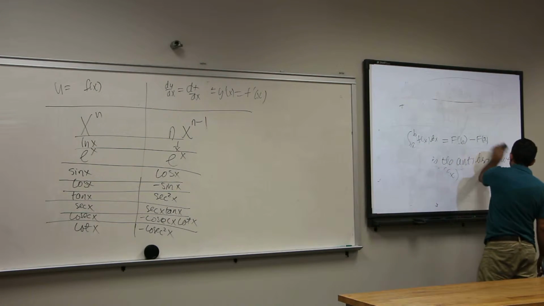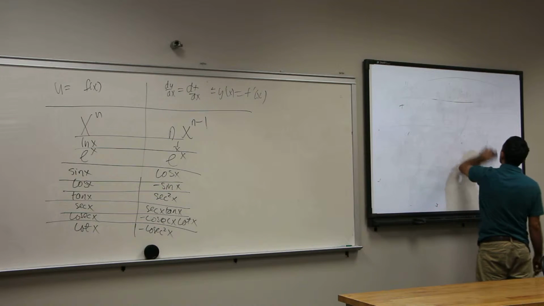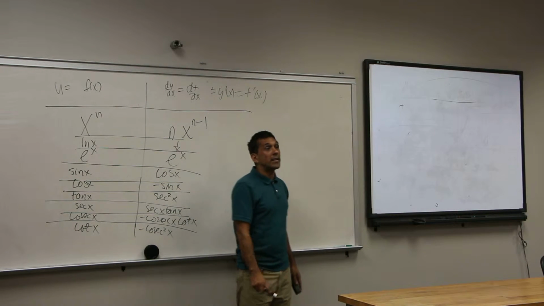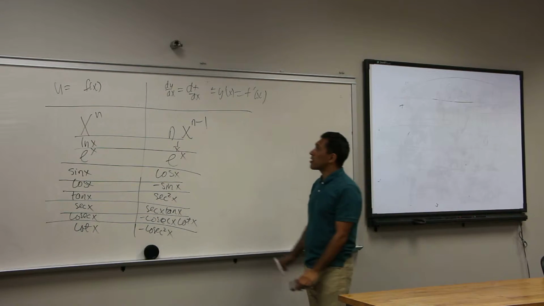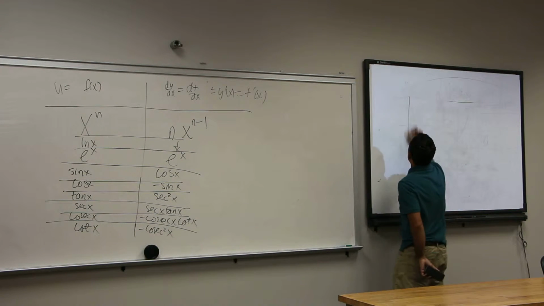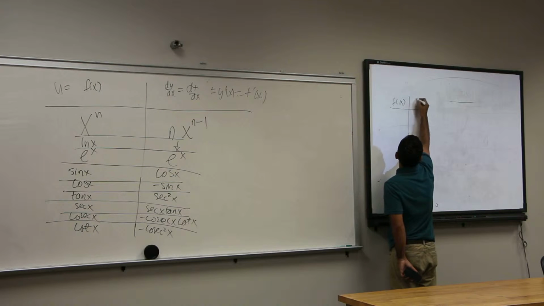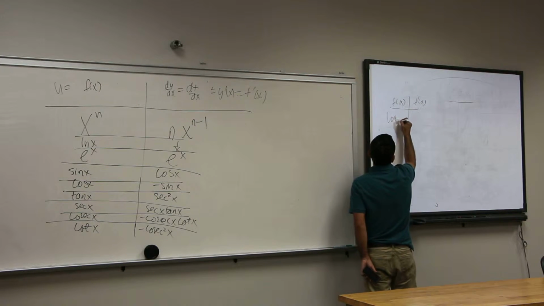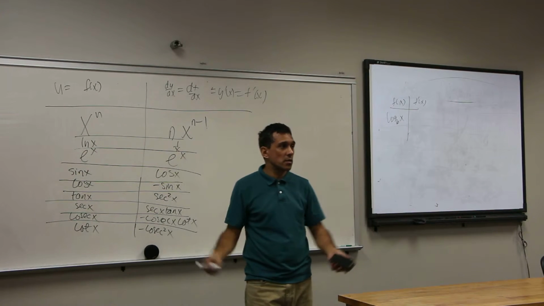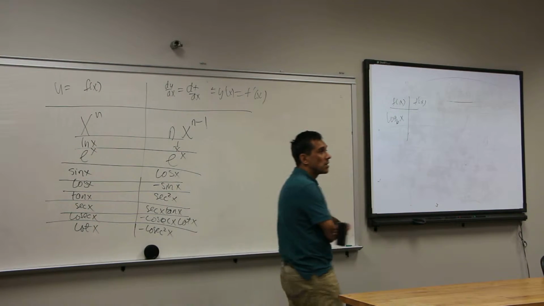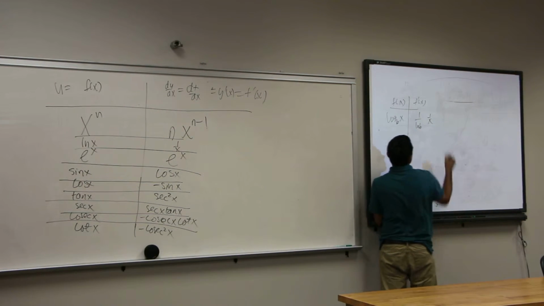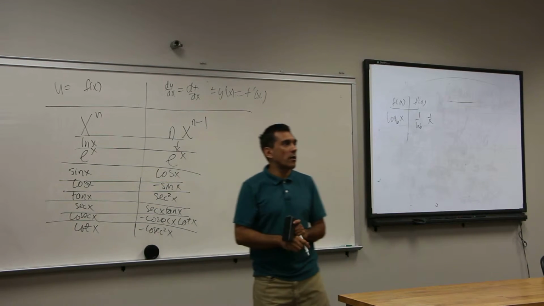What else? ln x, I did 1 over x. E to the x. Oh, you got it. A to the x. How about log base b of x? And log base 2 of x, or log base 3 of x, or log base 10 of x? 1 over ln b times 1 over x. Very good. How about 2 to the power x, not e to the power x?